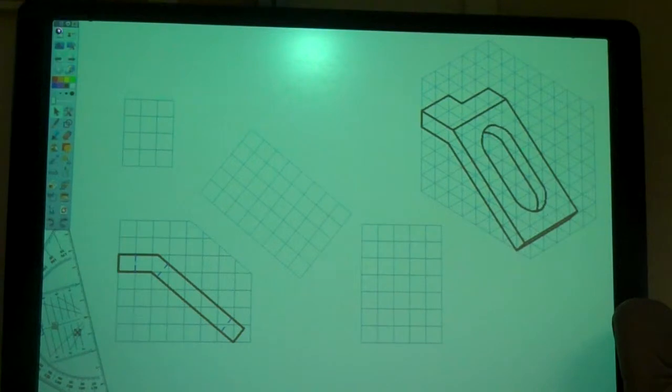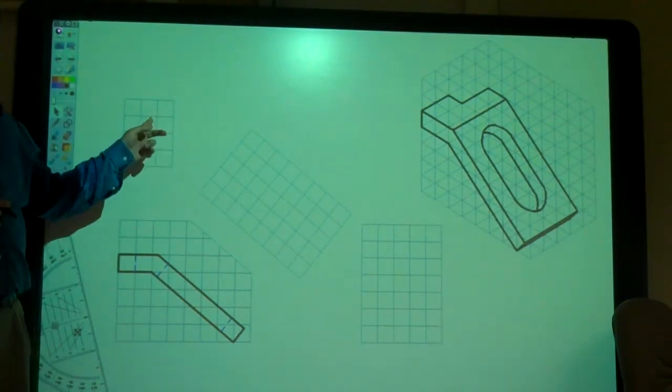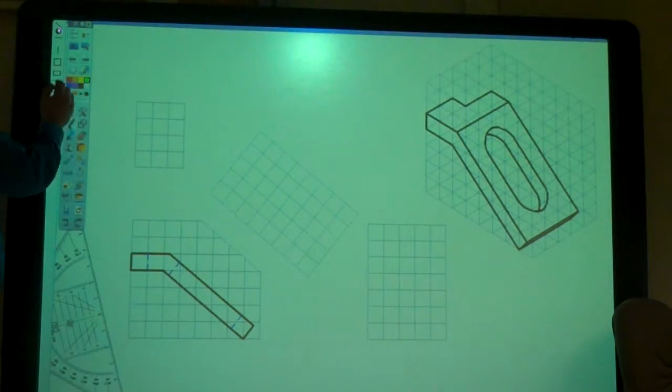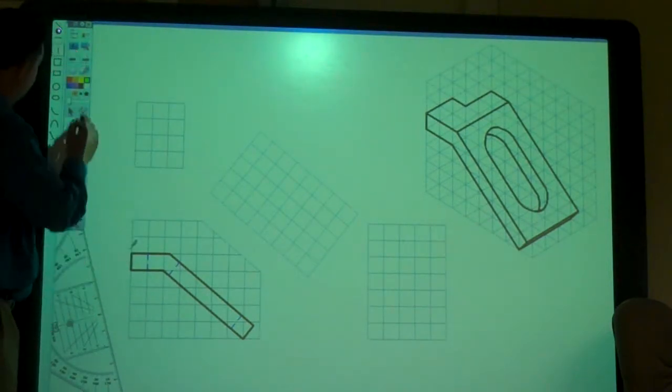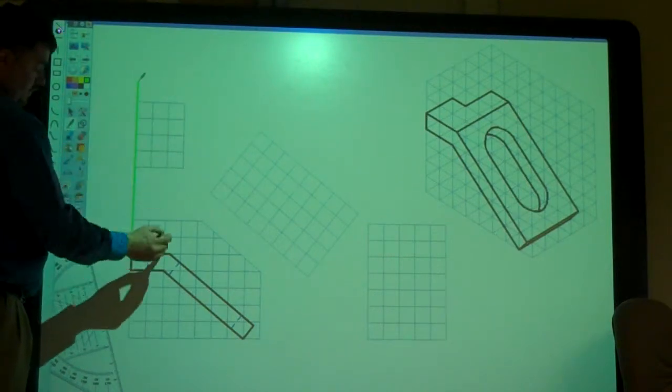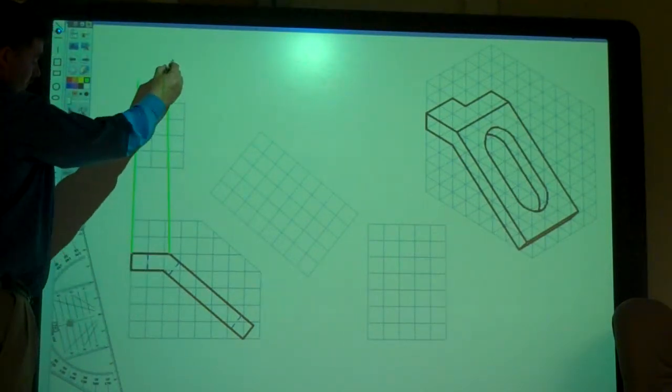So, how am I going to get started? What am I going to do first? Project? Which view should I do first? Top. Yeah, I'll do the top. It's easy, right? Might as well do it first. So I'm going to project just like I always do. I'm going to go from that corner up, from that corner up.